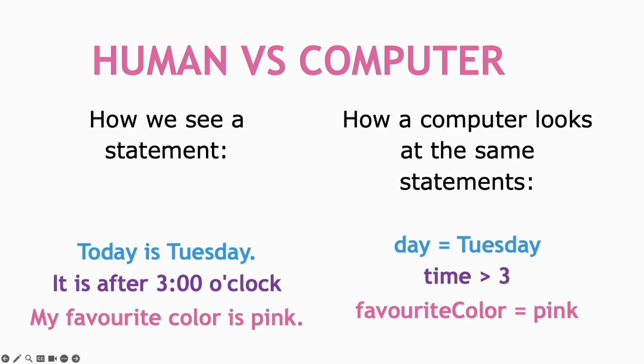So if we look at how we talk versus how a computer might understand a statement, it can look a little different. We might see a statement as, today is Tuesday. For a computer, the statement would look like day equals Tuesday. Our little equal sign is representing the is for us. We might say it is after 3 o'clock, but a computer would say time greater than 3. So again, our greater than symbol is representing the after for us. My favorite color is pink. A computer would read that as favorite color equals pink.